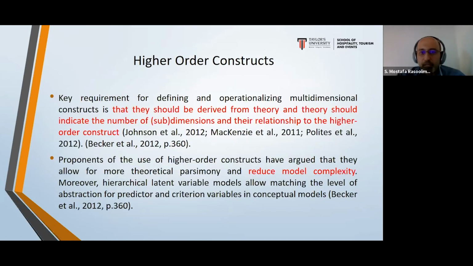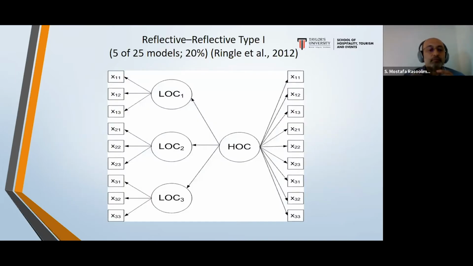Okay. So you need the support from theory for establishing higher order construct, and only to reduce model complexity is not possible to establish second order or higher order construct. Okay. But we have four main types of second order. We have other types, but these are four main types of second order. This is referred to your question.